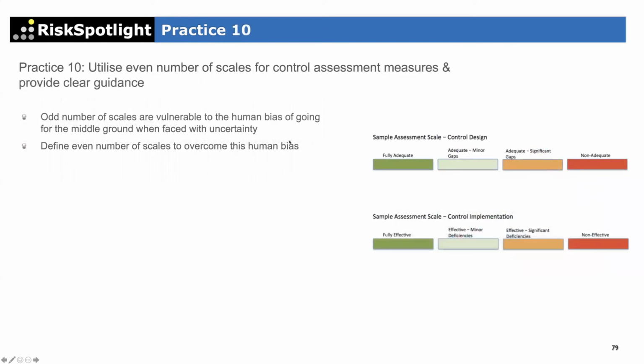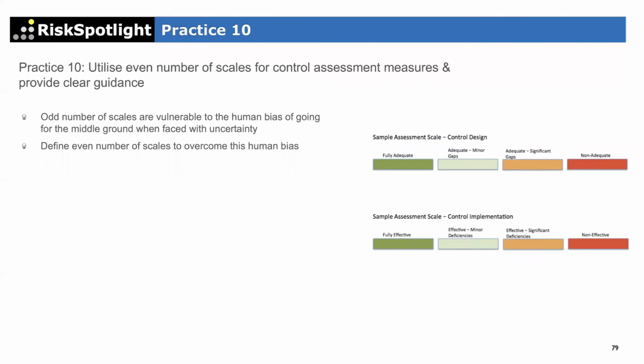Okay, then the next practice, practice 10, is utilize even number of scales for control assessment and providing clear guidance. So far we've talked about risk assessment. So I wanted to touch on control assessment, particularly on this point, where if you have 3 scales. So let's say when you do your control assessment, you ask your people, okay, is this control effective? And then the responses are effective, partially effective, and not effective, or red, amber, green.